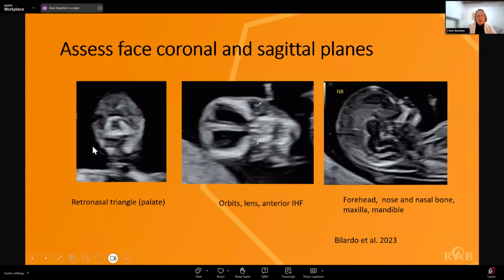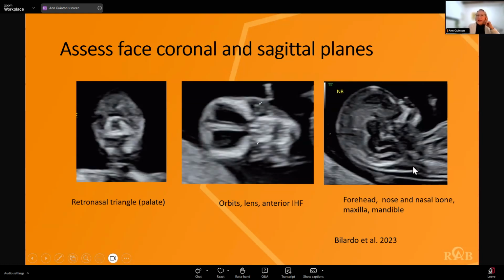So in this coronal plane, we can see two eyes here. We can see the retronasal triangle as it's been described, and the bottom of the triangle here is the palate. In this coronal view, so fetus is lying on its side, we can see again the interhemispheric fissure in the anterior part of the brain. We can see two lenses within the orbits, and the orbits appear to be normally spaced. They're not too close, they're not too far away. And we can see a little chin here.